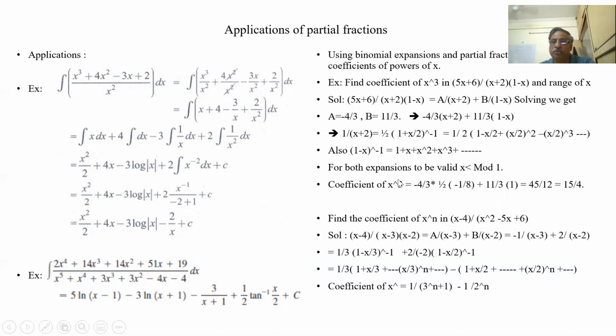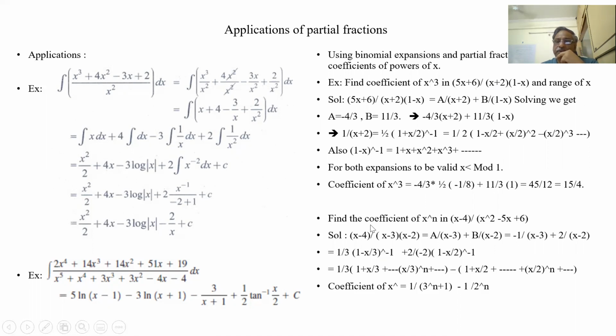By seeing both expansions, what is the x cubed component here? 1 by 2 into minus 1 by 2 cube, into minus 4 by 3. So minus 4 by 3, 1 by 2 into 1 by 8, plus this is 11 by 3 into 1. If I add, I am getting 15 by 4. See here, it is easy now. I simply have to add, that's all. But in this case, if I expand, I have to do a lot of multiplications in all the three expansions.